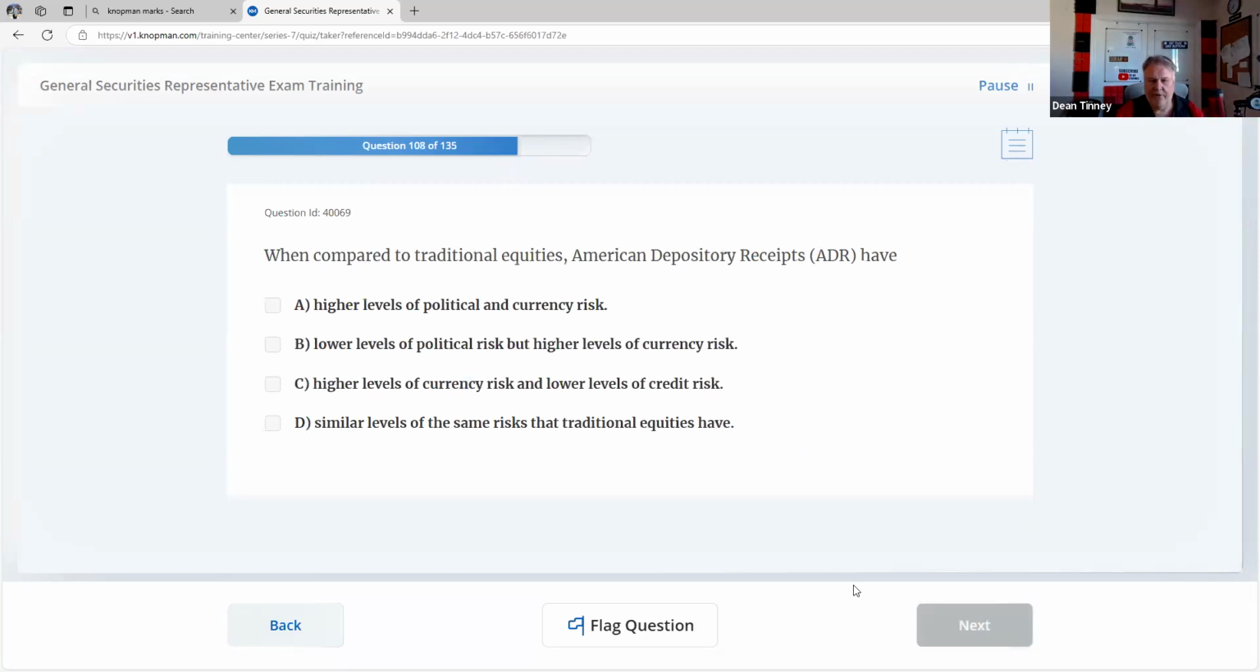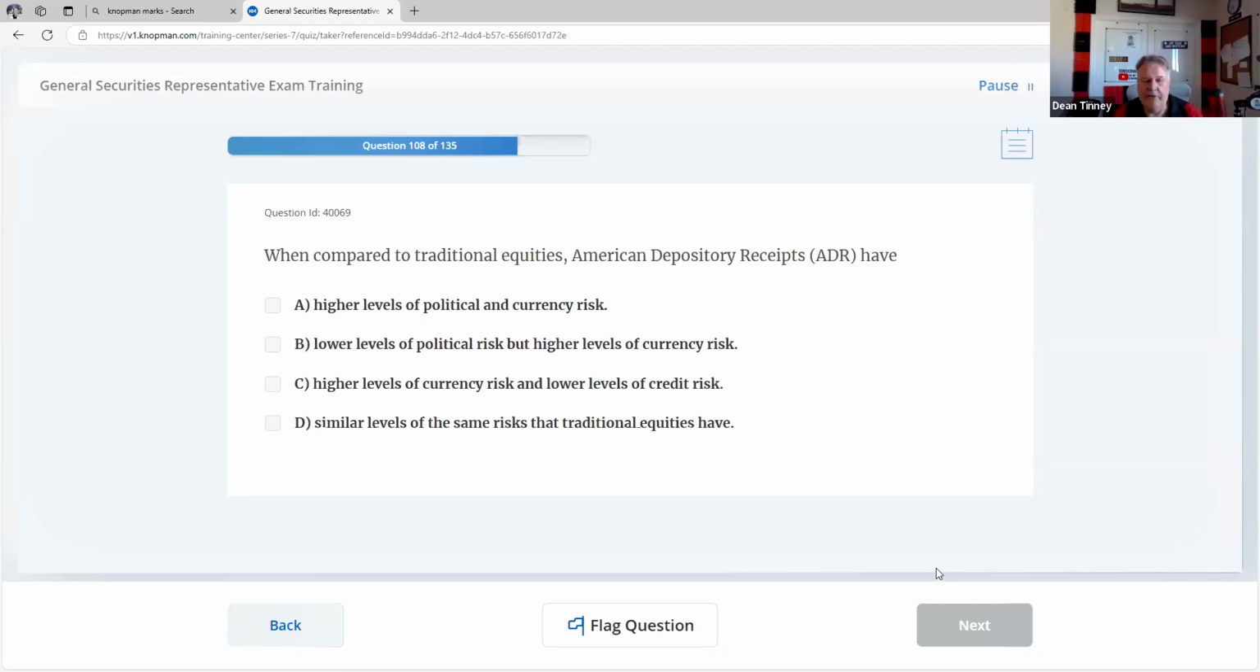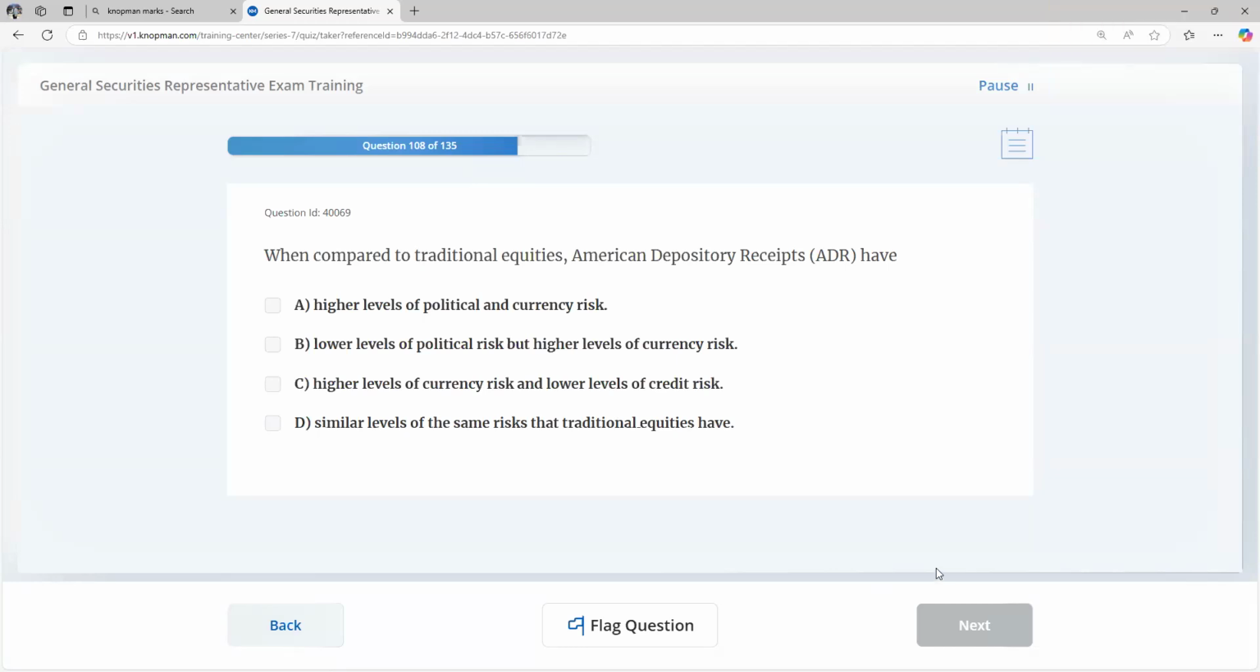Compared to traditional equities, ADRs have... I think they have a lower level of political risk and higher level... I know they have currency risk. Yeah, I'm with you. So it's either A or B. But they have currency risk, but they're traded on exchanges, which means that they wouldn't have as much political risk.